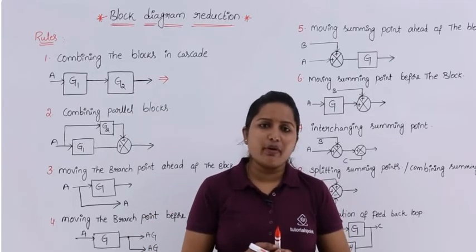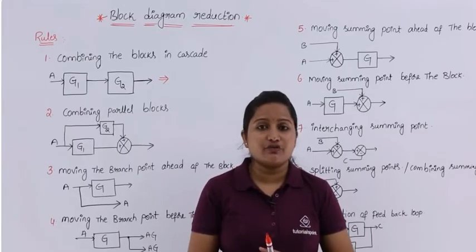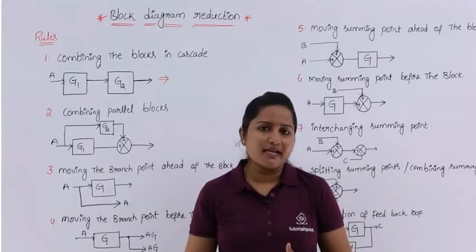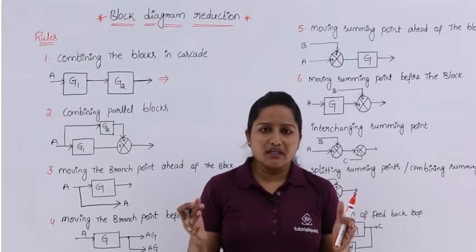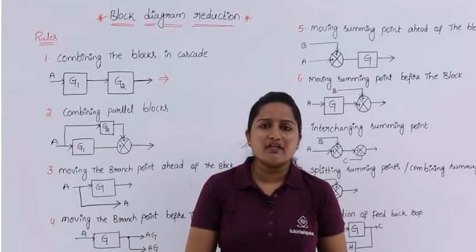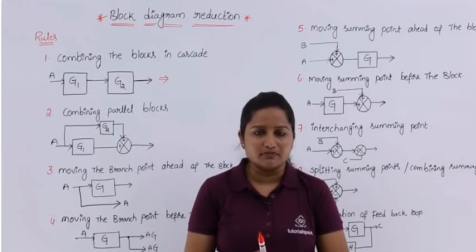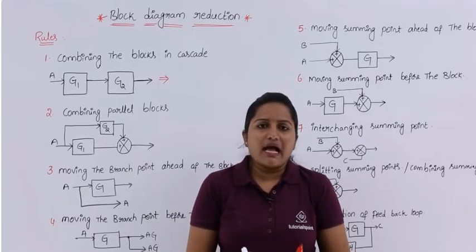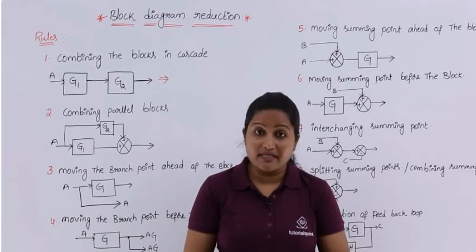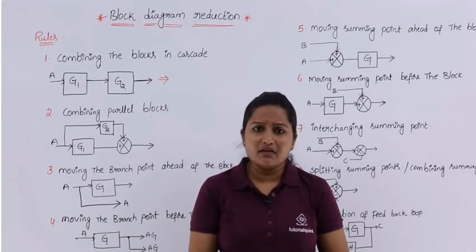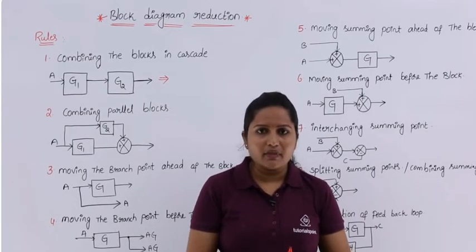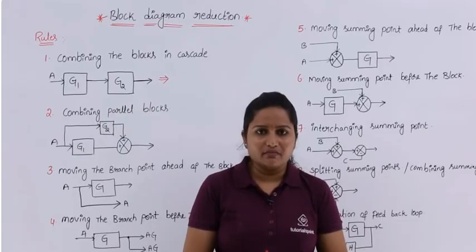If you are asked to find the transfer function of the system, you know the transfer function is output transform by input transform. If you have a small block diagram, it is very easy to find the overall transfer function of the system. But whenever you have so many blocks, you can't estimate the transfer function or solve other problems on that block diagram perfectly. That's why we need to reduce the block diagram.